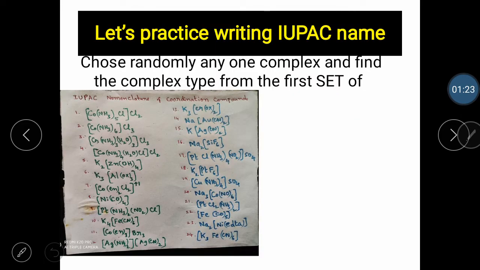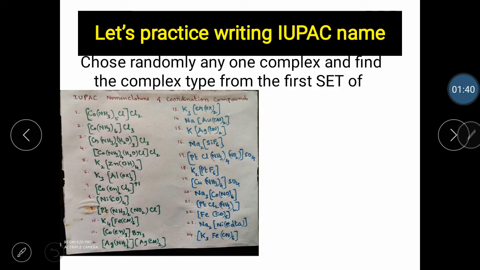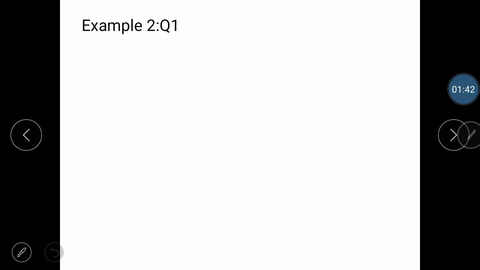Now, let's practice some examples for IUPAC nomenclature. This is the last video on IUPAC nomenclature. I'll do question number one. What is question number one from the table? Can you please help me out?